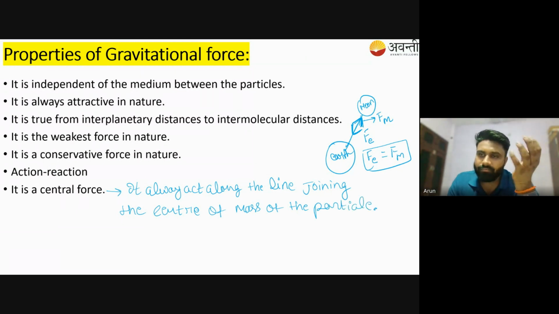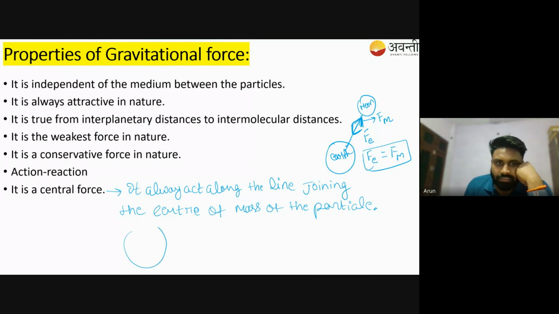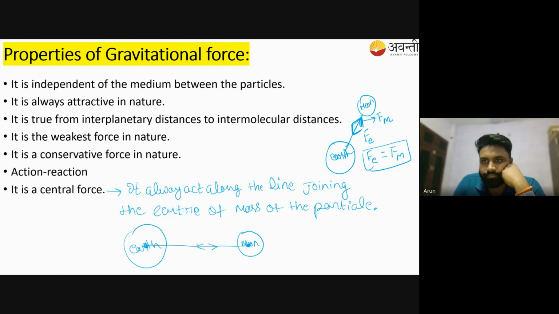For a spherical particle, we assume that all the mass is present at the center. So Earth is also considered as a sphere, so we can assume the mass of Earth at its center. For example, if this is Earth and Moon is also a sphere, this is Moon. So the direction of this force will be along the line joining the center of Earth to the center of Moon. Got it? So that is why this is termed the central force. I hope you got this.